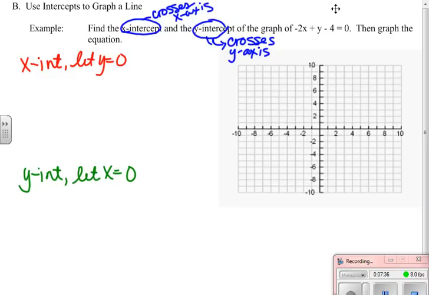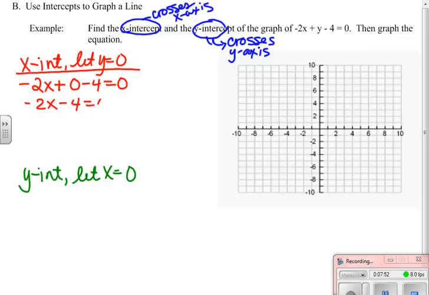So, x-intercept. Equation, y replaced by 0 as substituted, minus 4 equals 0. 2x minus 4 equals 0. Add 4. 2x equals 4. X equals 2. That means at 2, 0, this crosses the x-axis. And then I'm going to repeat the same thing, except this time, replacing x with 0.